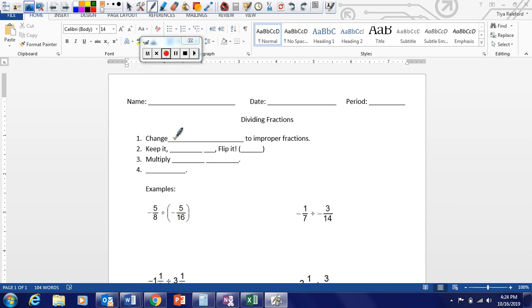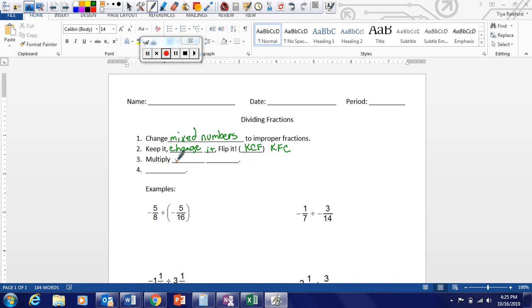Step 1, change mixed numbers into improper fractions. Keep it, change it, flip it, and we can call it KCF or KFC. If saying KFC helps you because it's like the restaurant, that's fine. Just remember it's actually keep, change, flip.